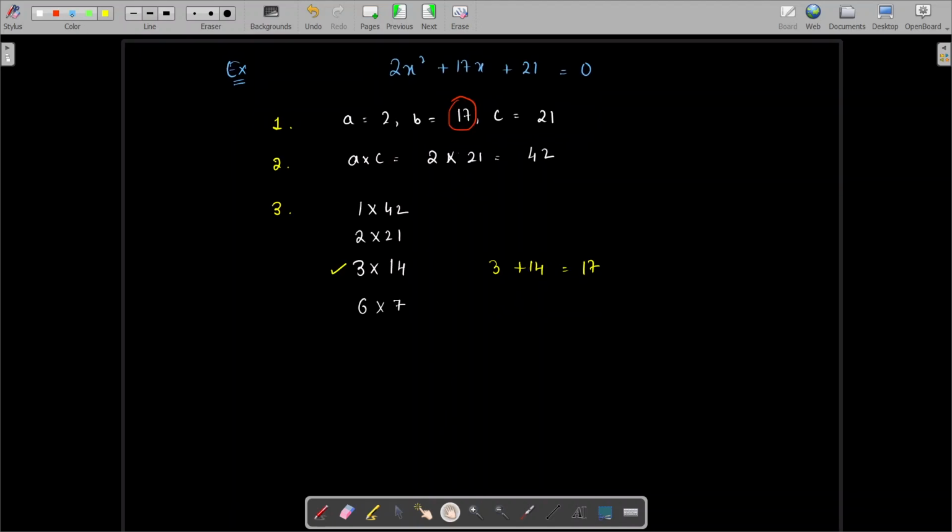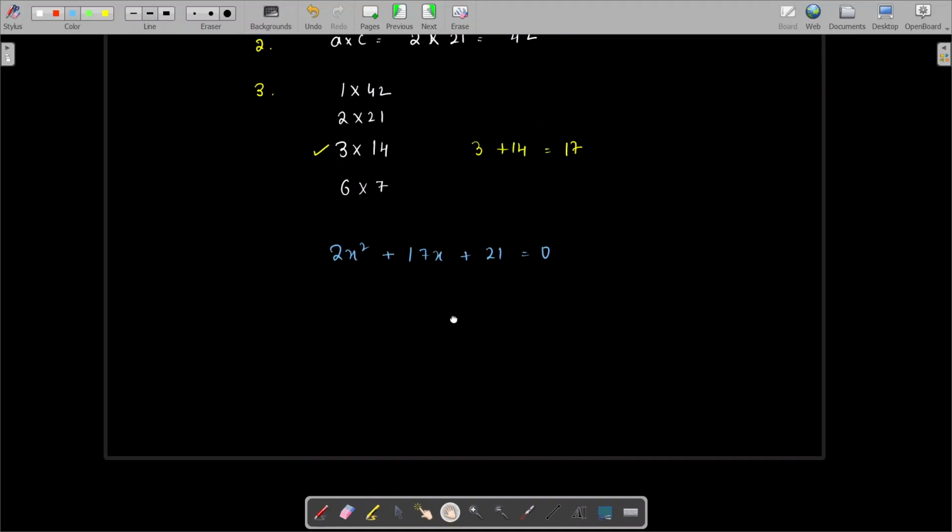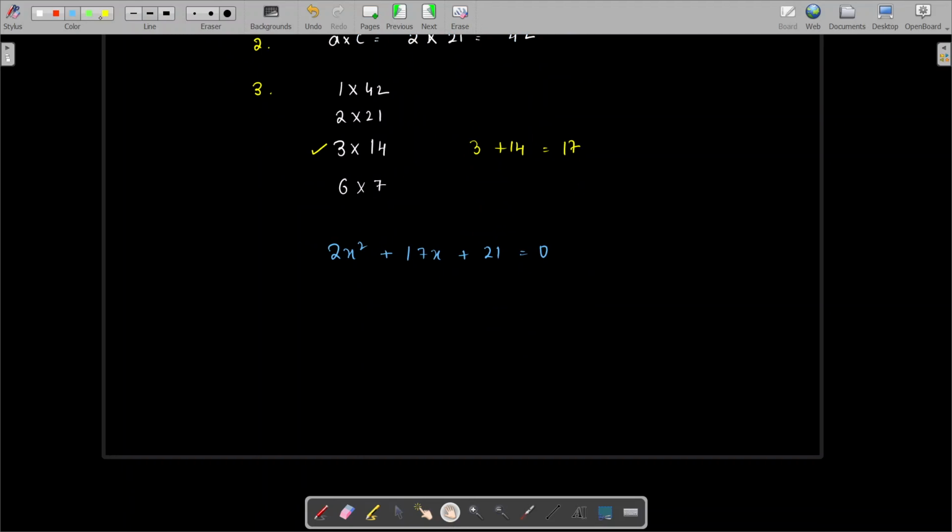Now I'm going to split the middle term of this equation, 2x squared plus 17x plus 21 equals 0. So 17x can be written as 3x plus 14x. The rest of the equation will be as it is.